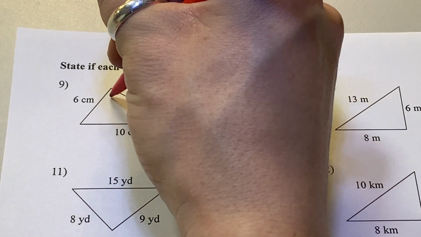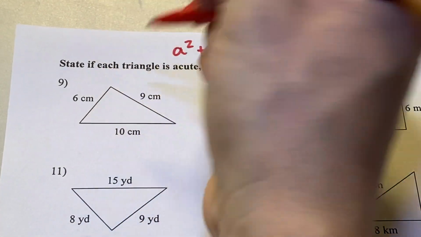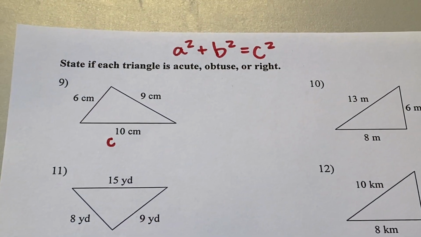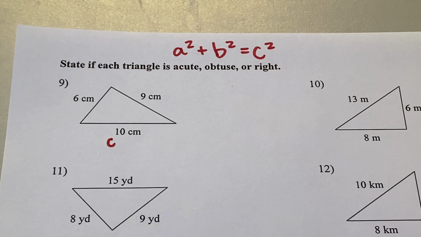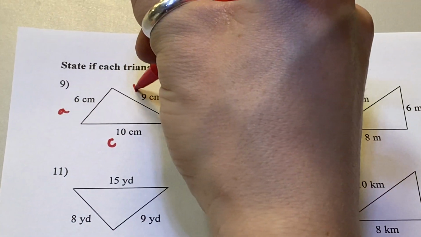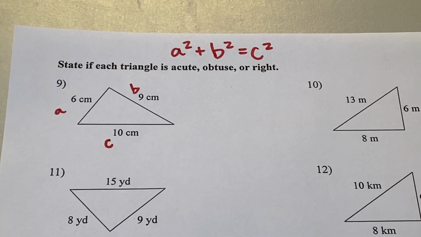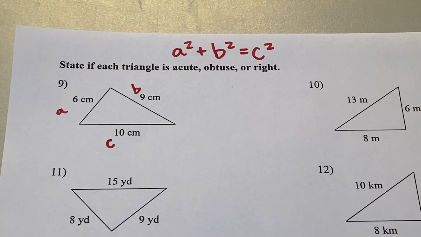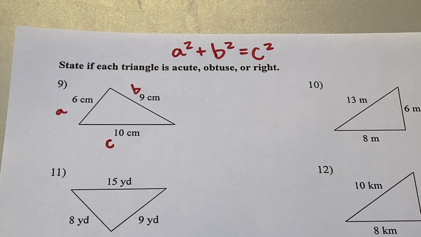If this guy's a right angle, it would be right there. So that's C. So which one do we want for A and B? 6 and 9? Sure. Okay, let's test it out. Let's see if this guy is actually a right triangle. If it is, it'll work out perfectly.